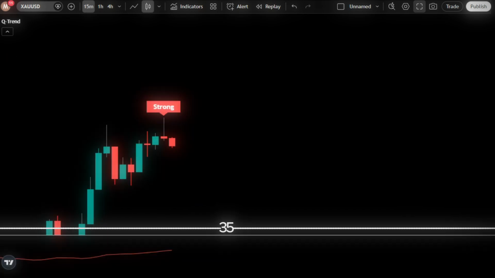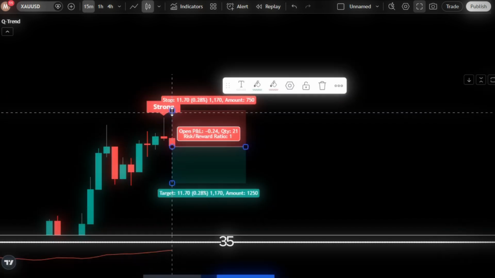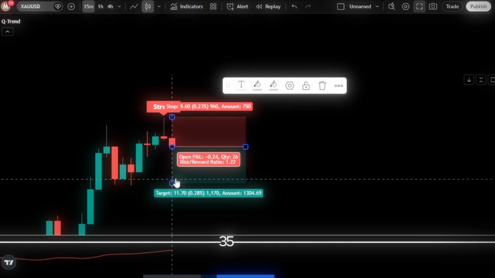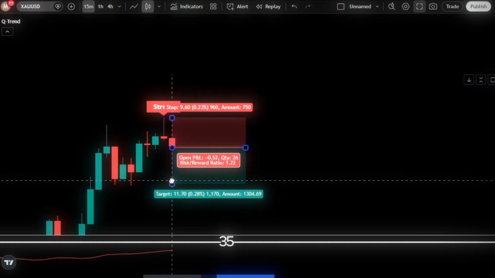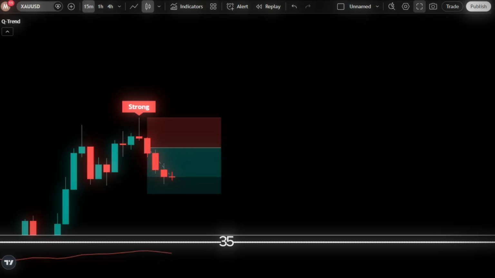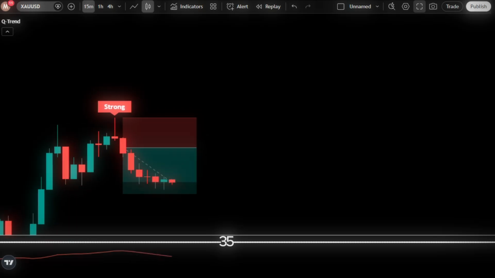For a sell signal, you do the opposite. You enter as the next candle opens. Your stop loss goes just above the previous swing high. And again, your target is 1.5 times your risk. Simple, repeatable, and the same every time.